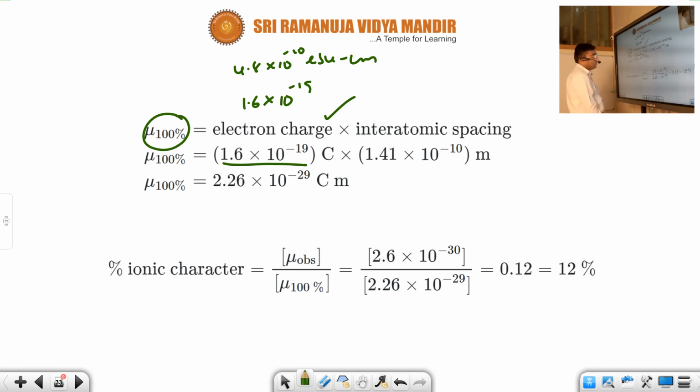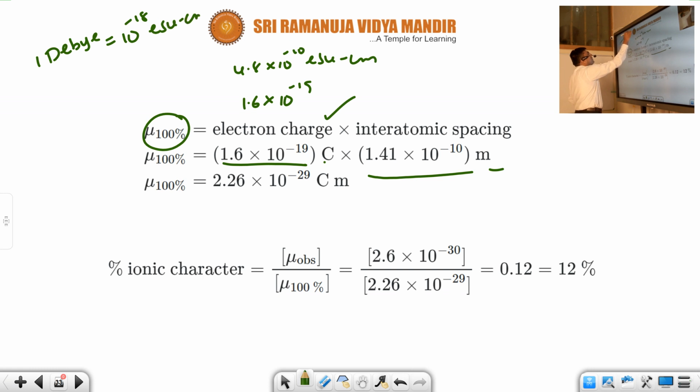So whether you want to know the percentage ionic character, this is the entire atomic distance. This is given in coulombs and this is given in meters. So students, 1 debye is equal to 10 power minus 18 ESU centimeters. ESU centimeters is a very, very important unit. You will understand how it will be useful. Because here 10 power minus 10 is coming, centimeter.